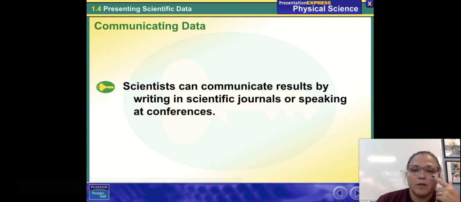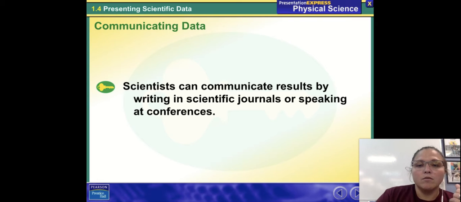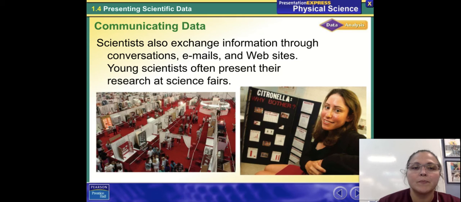Scientists can communicate results by writing in scientific journals or speaking at conferences. And so scientists are always trying to gather new information, make new discoveries, and they want to share that because those discoveries could be beneficial to other people. Scientists also exchange information through conversations, emails, and websites. Young scientists, like yourselves, could also present research at science fairs.